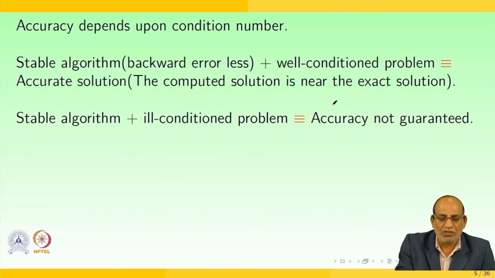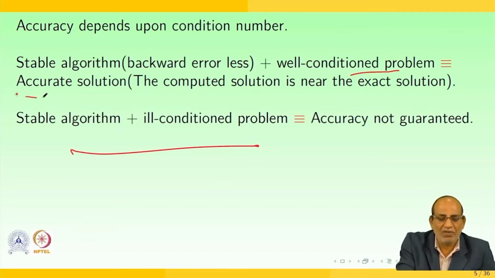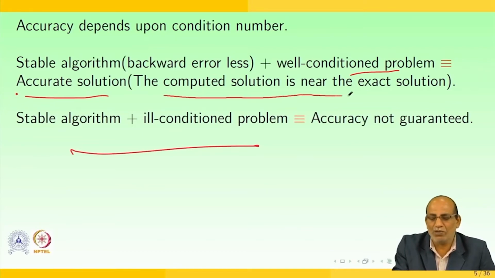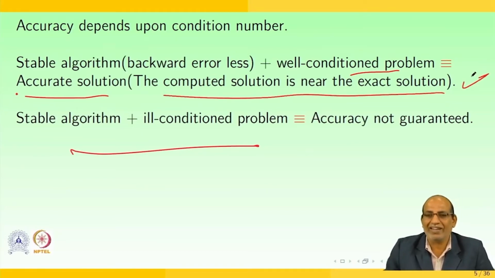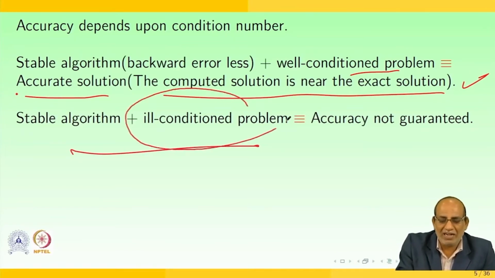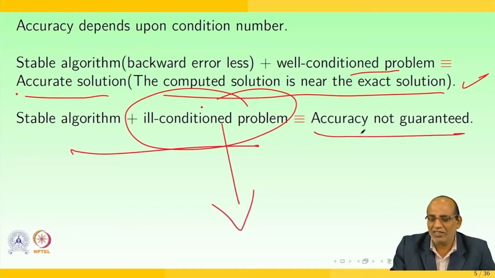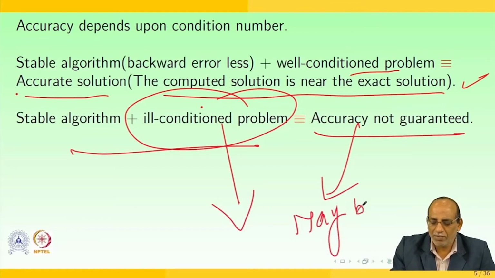The conclusion is the following: a stable algorithm, that is, one with small backward error, plus a well-conditioned problem will give you an accurate solution. That is, the computed solution is near the exact solution. And a stable algorithm plus an ill-conditioned problem, then the accuracy may be or may not be.